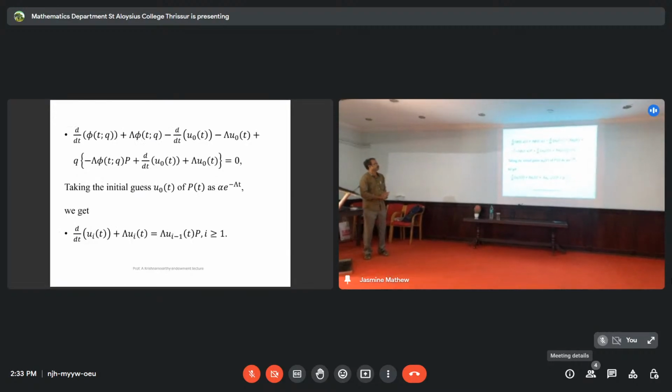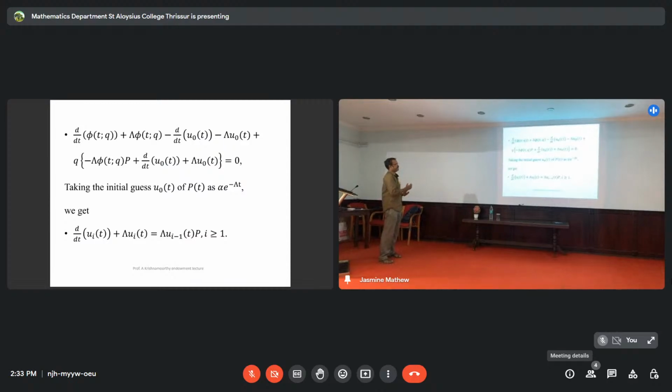So the homotopy equation takes this form. Now the question is, what is our initial guess? We have changed the definition of L, so we change the initial guess also, to alpha e to the power minus lambda t. Earlier it was just alpha, independent of time. Now we are assuming that it is alpha e to the power minus lambda t.